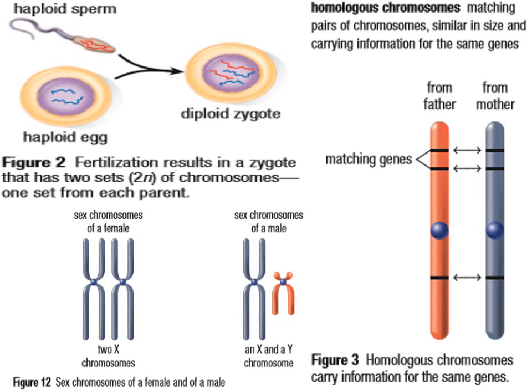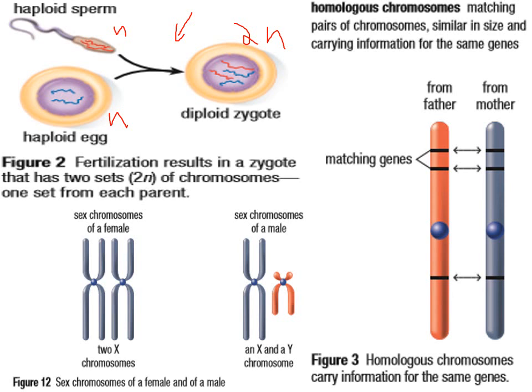So here we can see a summary of everything we've spoken about so far. We have our fertilization event, where you have two haploid cells combining together to give you a diploid cell, and that diploid cell will eventually become a multicellular organism if we're talking about humans.